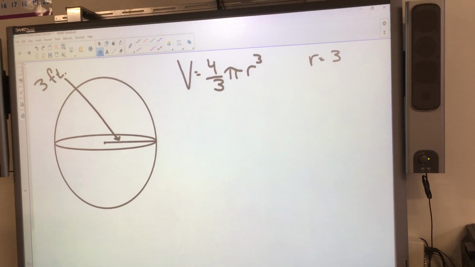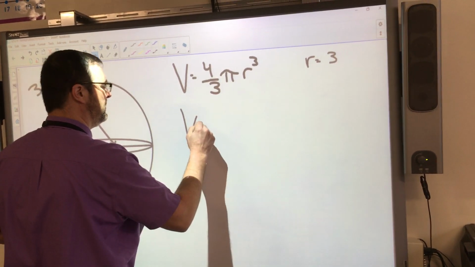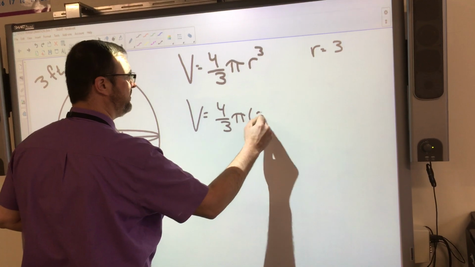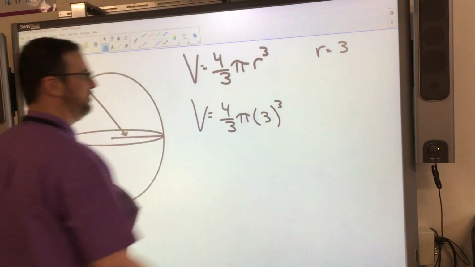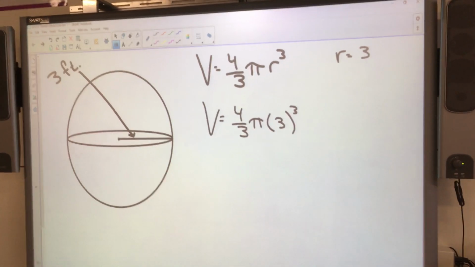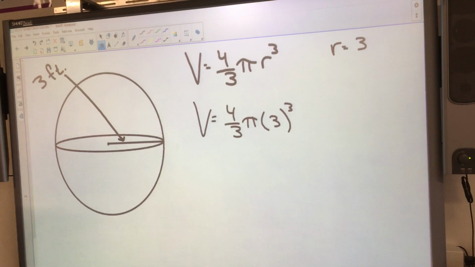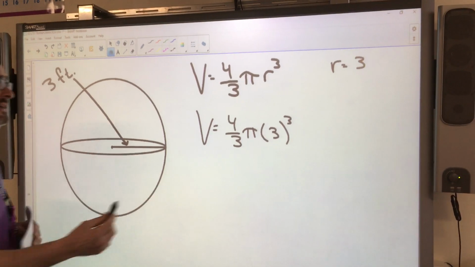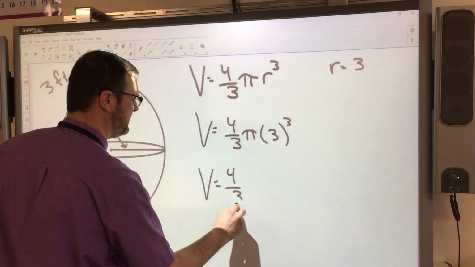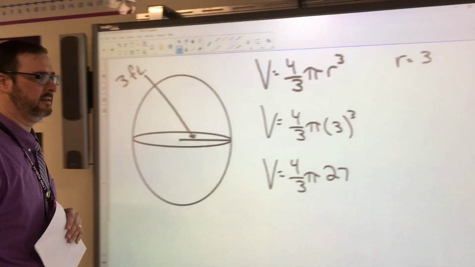Well, now that we know that the r value is 3, we can substitute that in for the r, or plug that in. So I have the volume is 4/3 pi times 3 cubed. Well, now we're in simplify mode. We're going to use our PEMDAS, our order of operations. So let's take care of our exponents before we take care of any of our multiplication. So 3 cubed is 27. So I now have the new formula, V equals 4/3 times pi times 27.